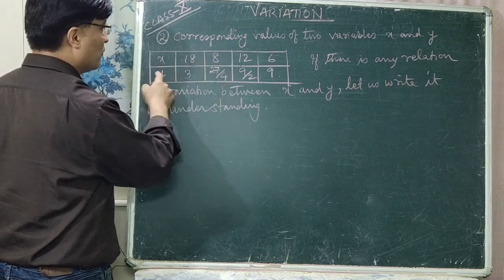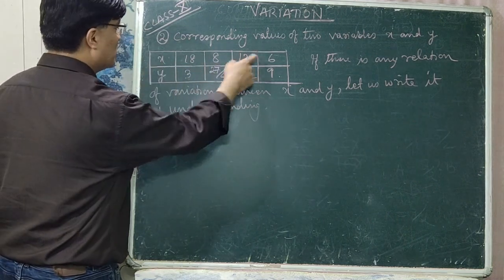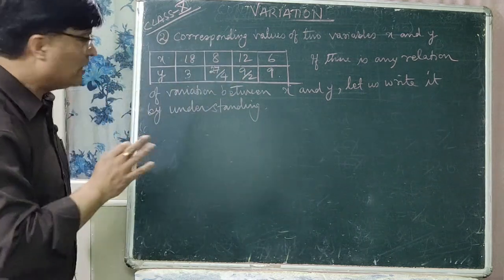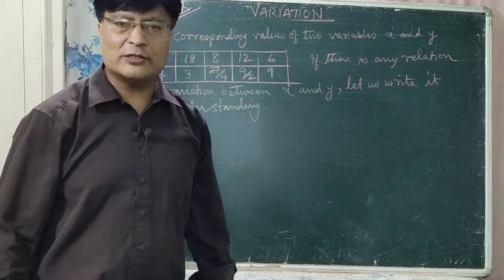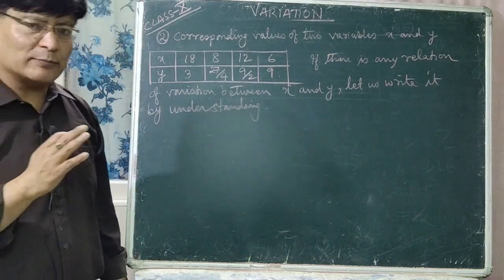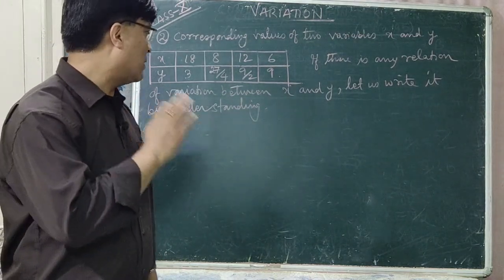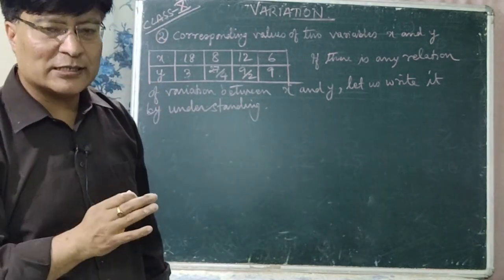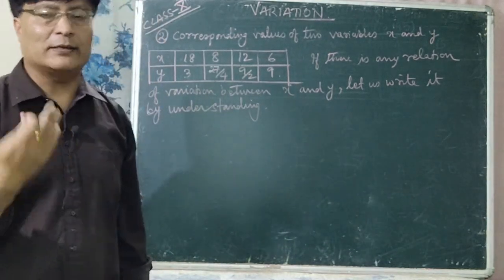When x is equal to 12, y is equal to 9 by 2. When x is equal to 6, y is equal to 9. So if there is any relation of variation between these two variables x and y, you have to write it. You have to write the relation between x and y by understanding.